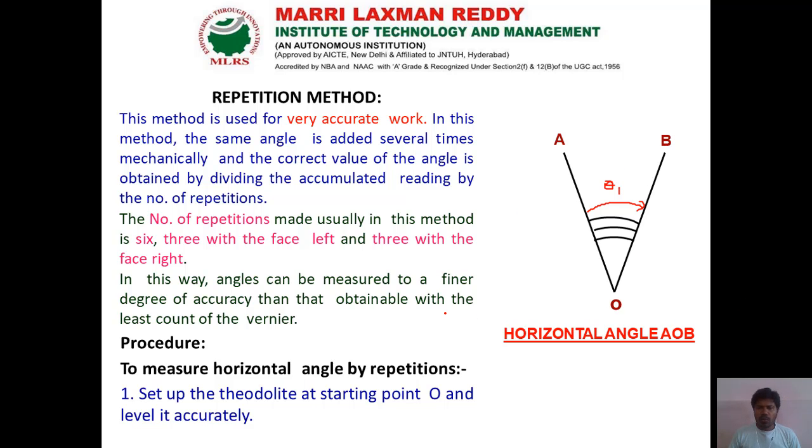Now what are the instruments we need to do the repetition method? We need a theodolite, we need a tripod, and whatever objects we have in the field. Theodolite and tripod are the instruments used to do the repetition method.